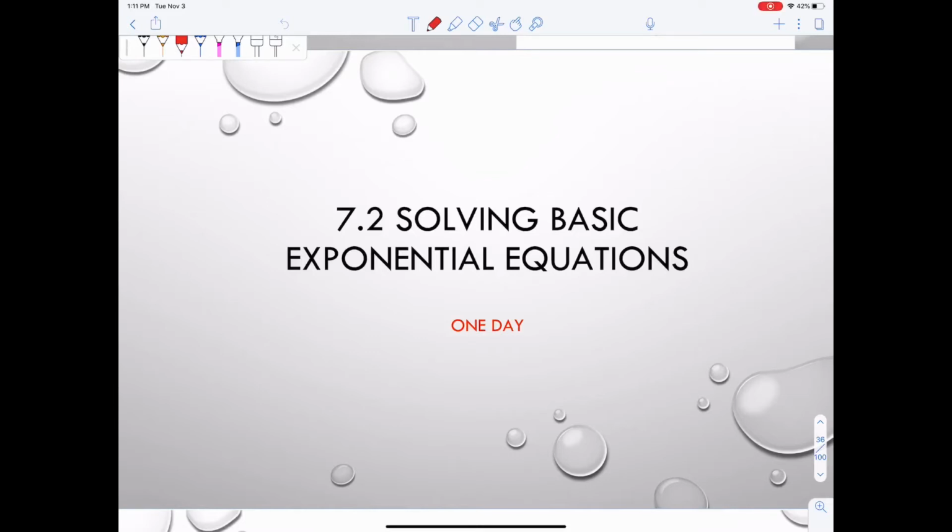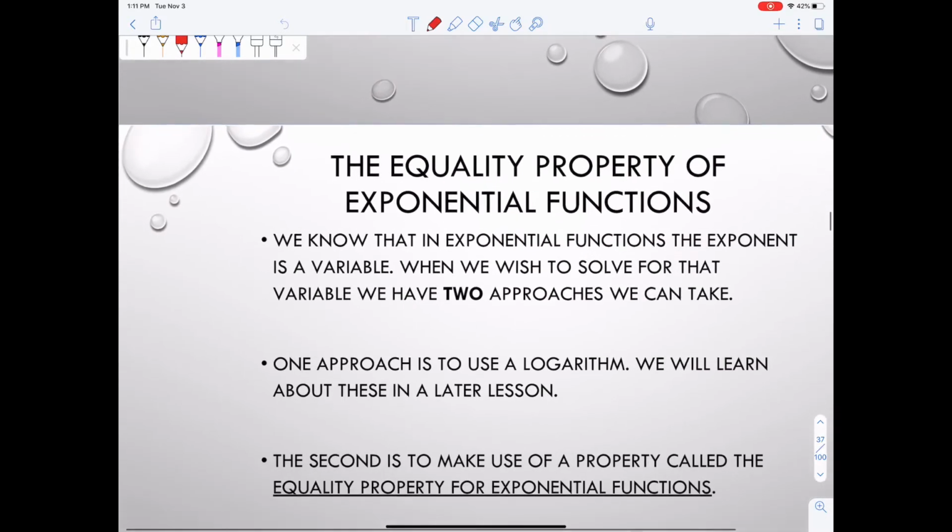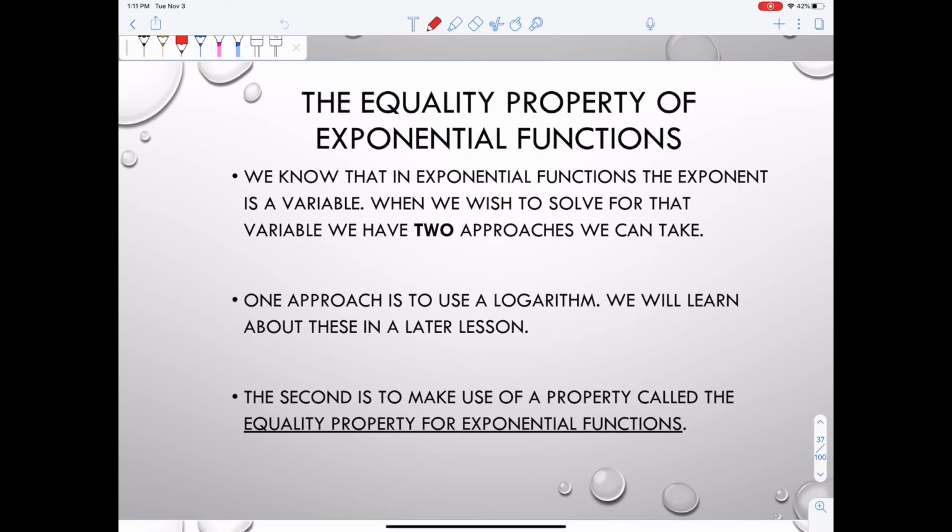All right, so in the second half of the 7.2 notes, we're going to talk about solving basic exponential equations. First things first, when we have an exponential function, it's where we've got some kind of a variable up in our exponent. When we want to solve that, we really have two options to algebraically solve it. The first is to use what's called a logarithm. We're going to be talking about those here in the coming days, so we'll get to that when we get there.